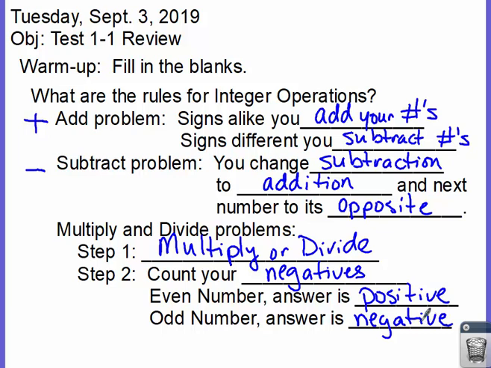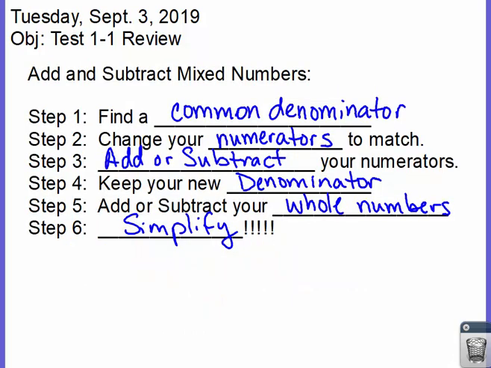Now, we apply those rules to mixed numbers as well, if we have positive and negative mixed numbers. Now, they're not integers, but we still apply the same rules. So let's talk about adding and subtracting mixed numbers. First thing you have to do in mixed numbers is find a common denominator. And then we have to change our numerators to match. Whatever I did to that bottom number, I have to do it to the top number. Then we're ready to add or subtract your numerators.